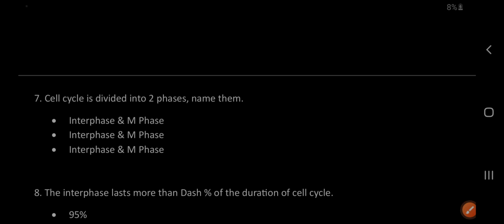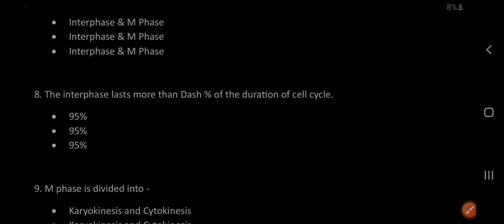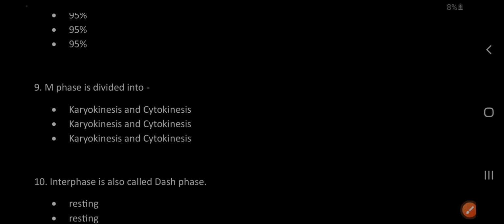Cell cycle is divided into two phases. Name them: interphase and M phase. The interphase lasts more than %% of the duration of cell cycle. 95%. M phase is divided into karyokinesis and cytokinesis.